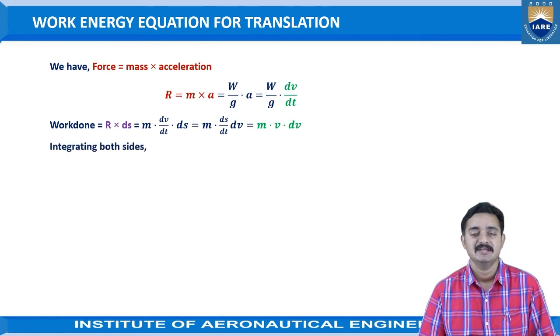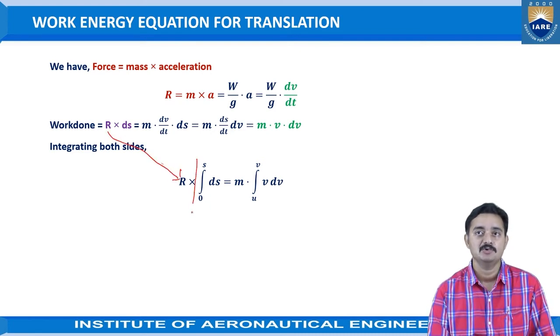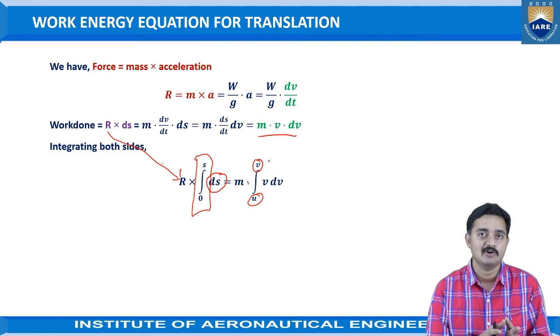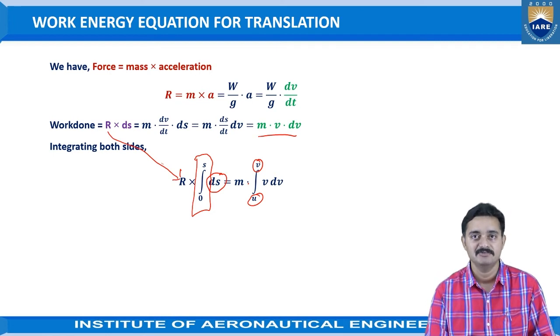Now what we are doing is integrating both sides of the above equation, which gives the term r into the integral from 0 to s, for obtaining the total distance traveled by the object, that is from position 0 to s, into ds, and m into the integral from u to v, where u is the initial velocity of the object because of the application of all the forces, and the final velocity is v at point B, right? So we are integrating that with v into dv.